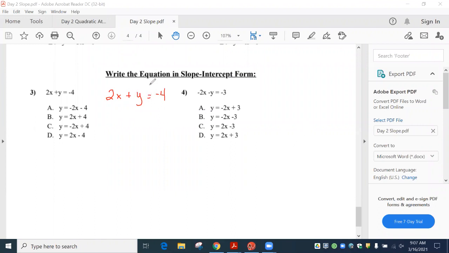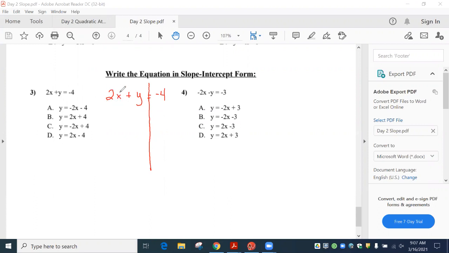All right, so here's what we do here. We draw a line right here. And our goal is to get y by itself. Now, this one shouldn't be all that bad because there's no number in front of the y. So all we've got to do, and this is always going to be the first thing you do, by the way, is get rid of the x.